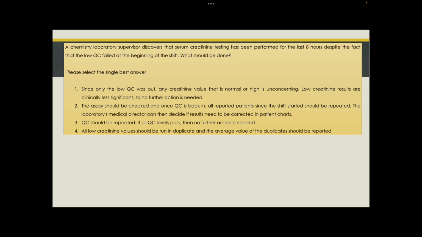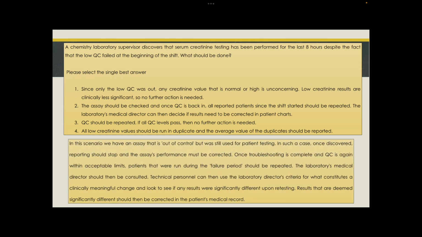The answer: in this scenario, we have an assay that is out of control but was still used for patient testing. In such a case, once discovered, reporting should stop and the assay's performance must be corrected. Once troubleshooting is complete and QC is again within acceptable limits, patients that were run during the failure period should be repeated. The laboratory's medical director should then be consulted.